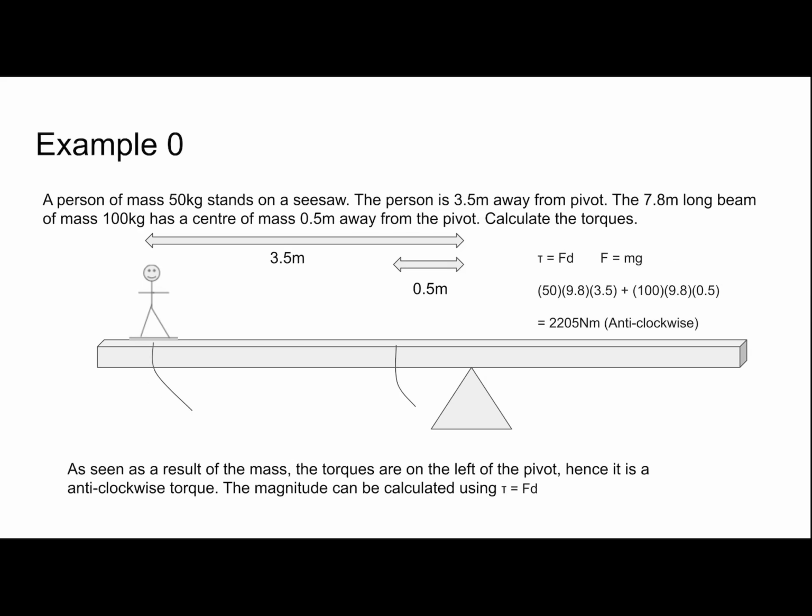The reason we're adding is because both of these torques are in the same direction. The torque of the beam is in the same direction as the torque of the person. And because they're in the same direction, they're going to add together to give us a bigger torque in the same direction, okay? And if we calculate that, that's going to give us our answer of 2,205 Newton meters. And adding our direction, it is going to be an anti-clockwise torque.